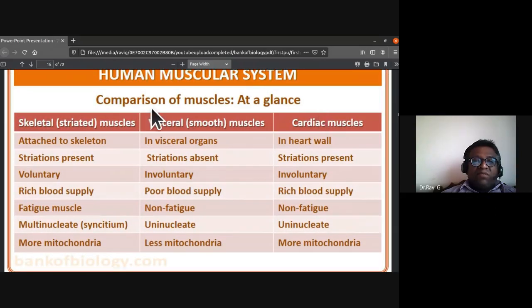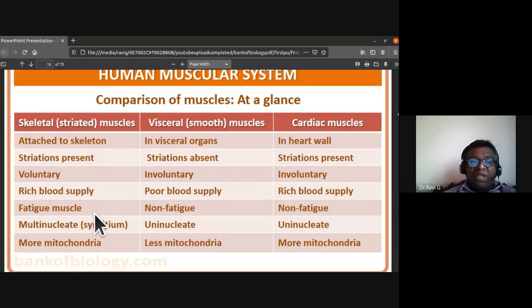So, the comparison of the three muscles. You can notice that the skeletal muscles are attached to the skeleton. Visceral muscles are found in the visceral organs. Cardiac muscles are found only in the heart wall. In skeletal muscle, striations are present. In visceral muscles, they are absent. Striations are present in cardiac muscle. Skeletal muscles are voluntary, visceral muscles are involuntary, and cardiac muscles are involuntary. Skeletal muscles have rich blood supply, visceral muscles have poor blood supply, and cardiac muscles have rich blood supply.